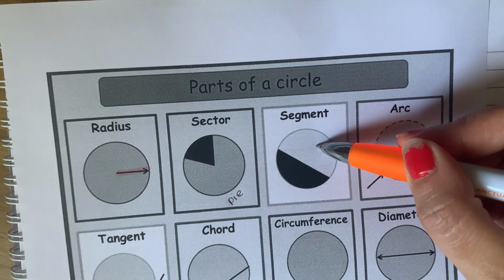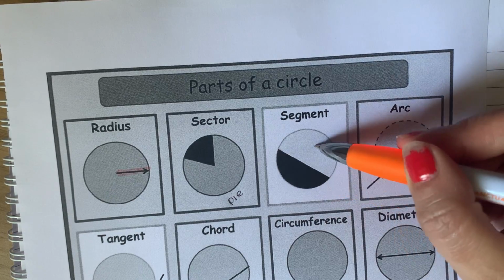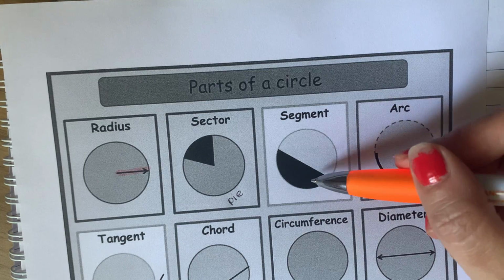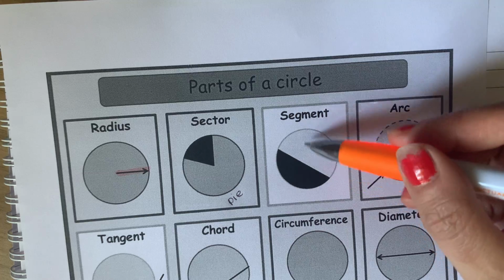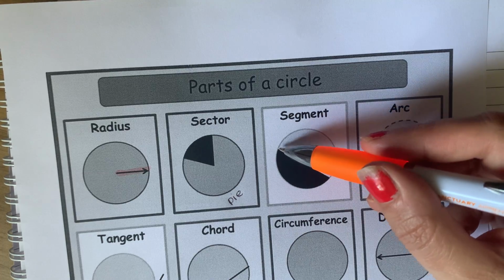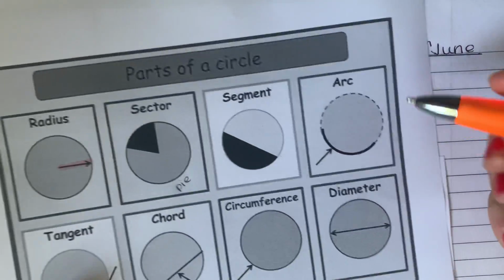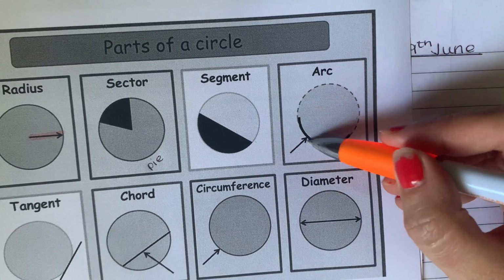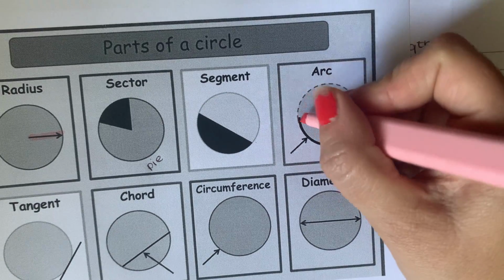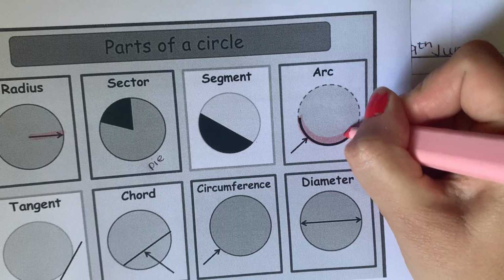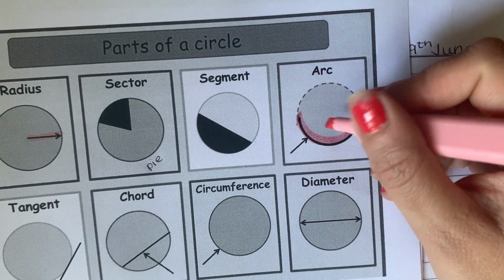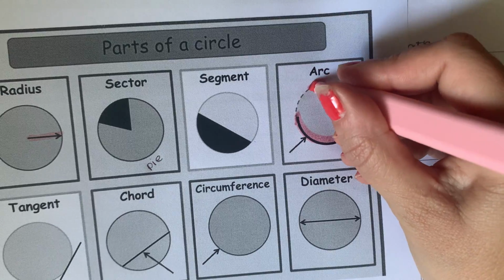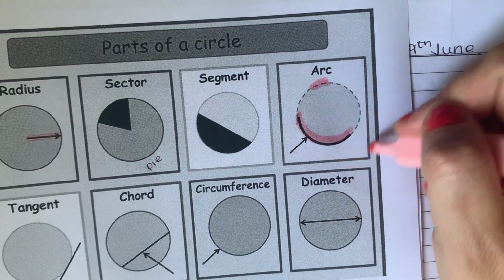That's also a segment, just because it's the smaller one; the bigger one can be a segment as well. It doesn't have to be half a circle, that would be a semicircle. It can just be when the straight line goes from one bit to the other. Then we've got something called an arc. An arc is a part of the perimeter. The perimeter is called the circumference, so an arc is a bit of the circumference. It could be a tiny bit or a large bit.